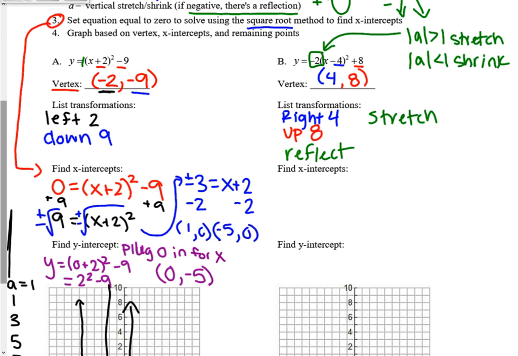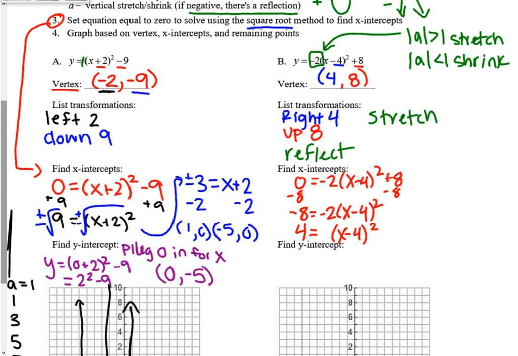To find my x-intercepts, I'm going to do the same thing as I did in A. I'm going to plug in 0 for y. So 0 equals negative 2 times x minus 4 squared plus 8. To solve this, I'm going to subtract 8 from both sides. So negative 8 equals negative 2 times x minus 4 squared. We'll divide by that negative 2, so I get a positive 4 equals x minus 4 squared.